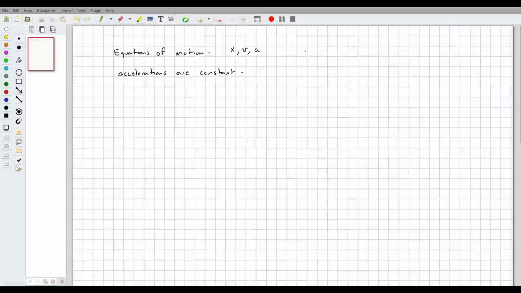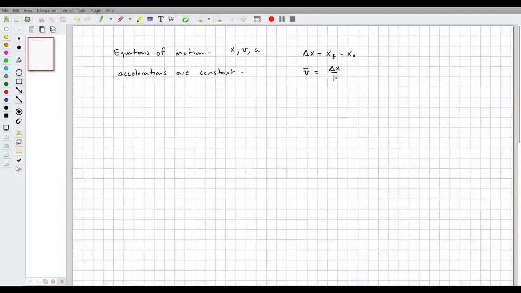The first thing we came up with was an equation for displacement. It looked like this: your final position minus your initial position. We also came up with an equation for something called average velocity, which was how your displacement looked over time, how your position changes with respect to time. Now, if I expand this out using our notation that we used last time, it looks like this: xf minus x naught over tf minus t naught.